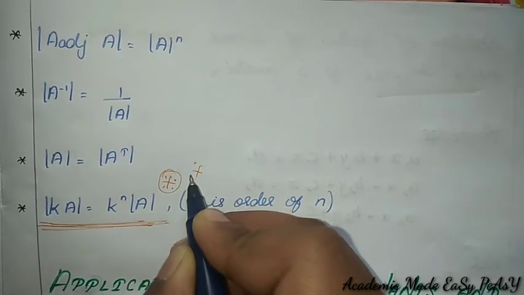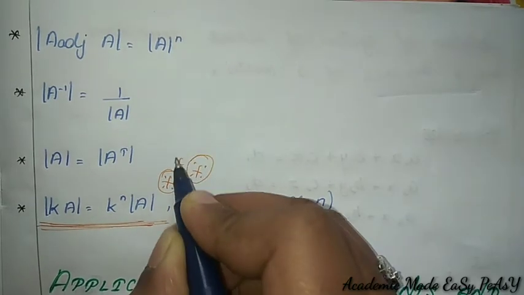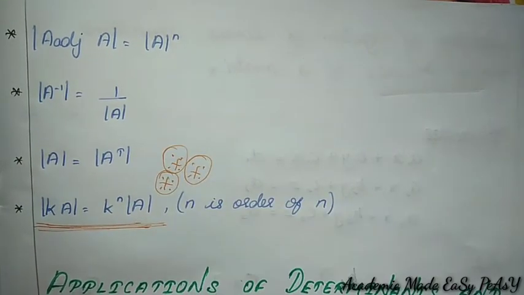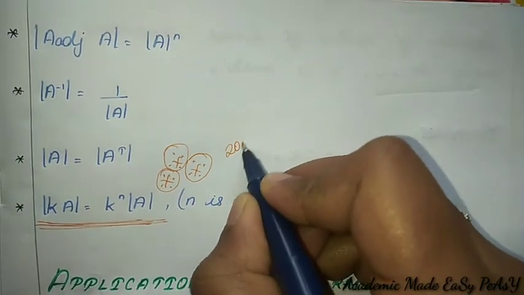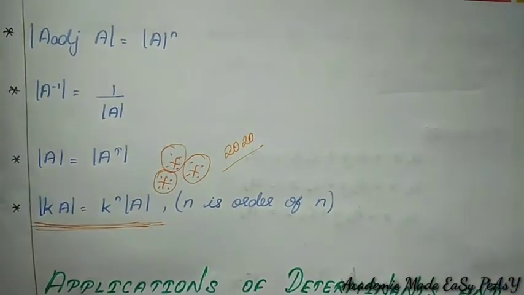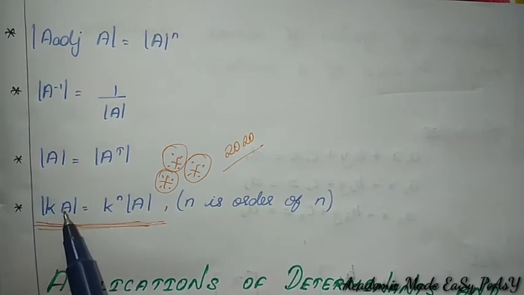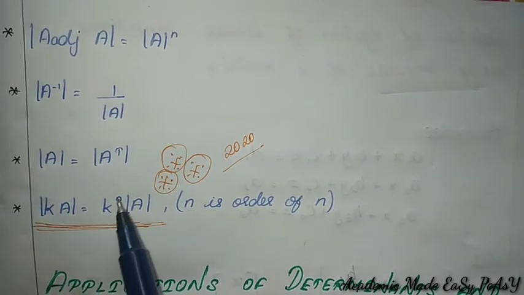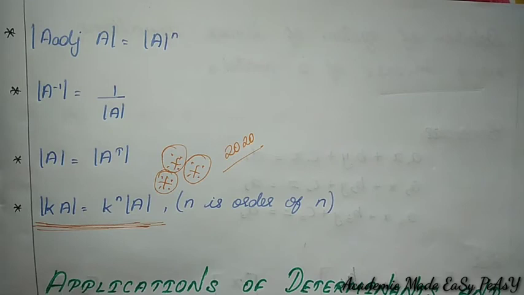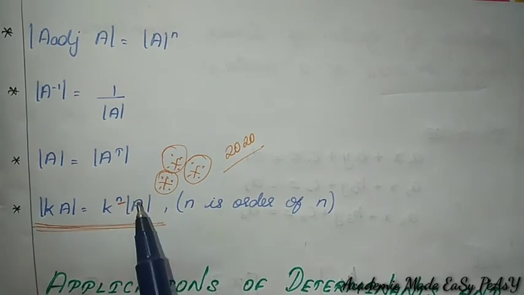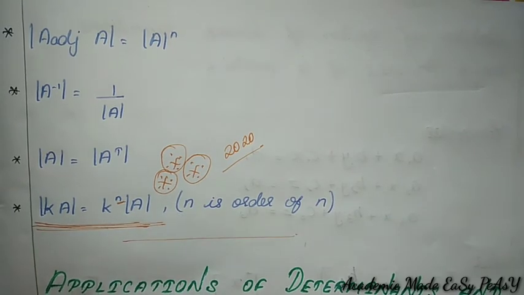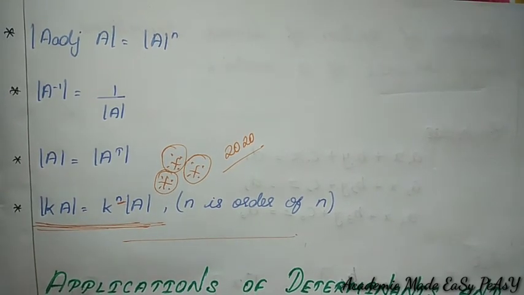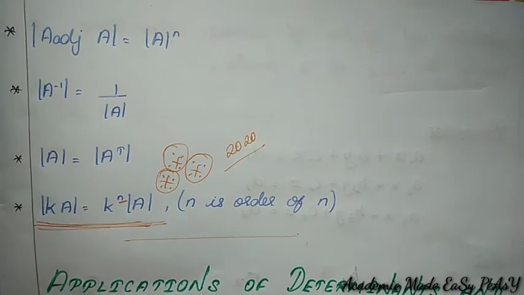This one is very, very important. We even had this type of question in the revision papers and sample papers for the year 2020. So here determinant of K A is equal to K power n times determinant A, where n is the order of that matrix A. So with this, some important properties are over. If we have some more important properties, I will mention it in the exercise videos.